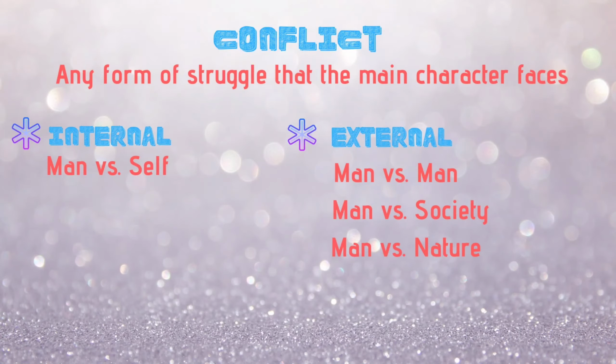an urge. For the external, we have man versus man. It is where one character has a problem with one or more other characters. Man versus society. It is where a character has a conflict or problem with some element of the society like the school, the law, or the accepted way of doing things. And lastly, man versus nature. It is where a character has a problem with some natural happening.